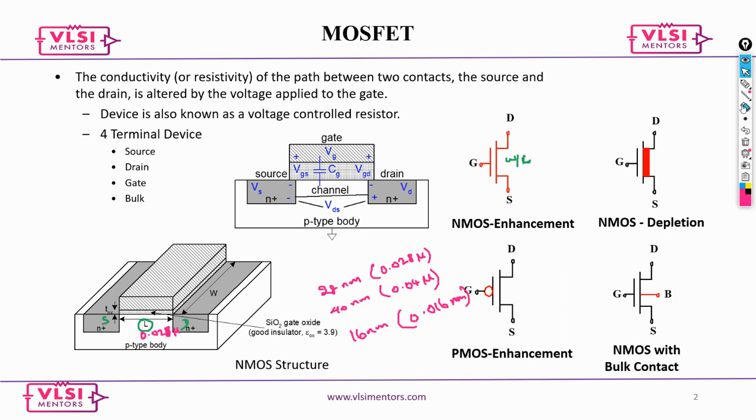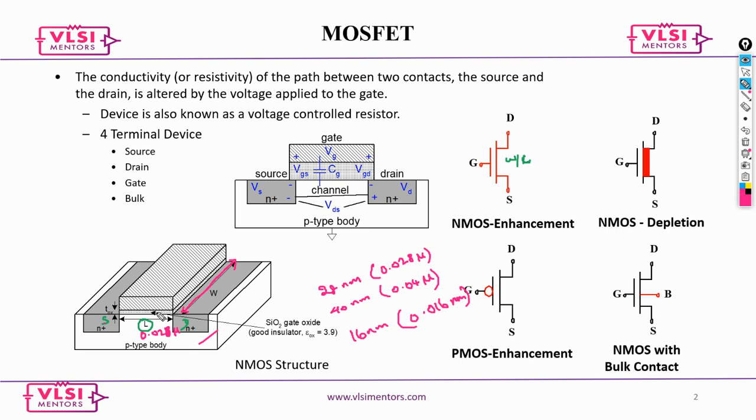And now what is this W? If you look at this 3D structure, this is your front, the cross section, and this is the width. This is something that we call the width.